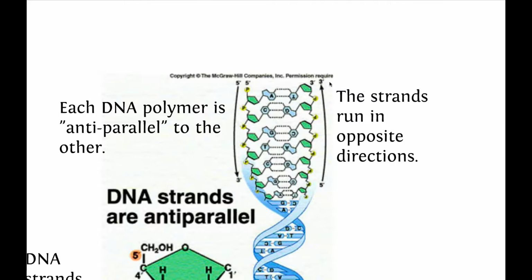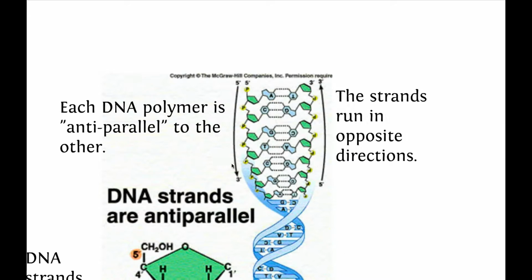And the strands run from 5 to 3, and they run in opposite directions. So if you look at this double-stranded DNA molecule, it has two polymers, but one polymer runs from 5 on the top to 3 on the bottom, whereas the other strand runs from 5 on the bottom to 3 on the top. So they run in opposite directions. And this is just important to remember because it has a lot to do with how DNA replicates itself.